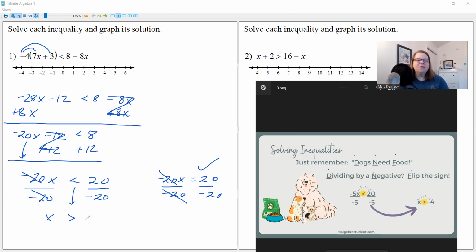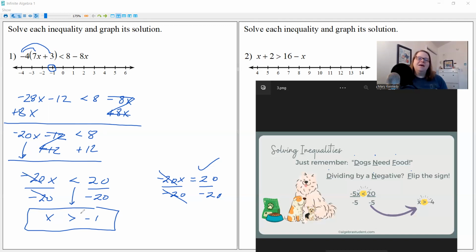And so 20 divided by -20 is -1. That's the solution to our inequality. That's saying that we have a lot of answers to this question. Anything that's greater than -1 is a solution to this problem. Now, it doesn't say equal to, so that's why the circle is open at -1 when we graph it. It doesn't include -1, but it's everything bigger than that. So it could be -0.999, because that's a little bit bigger than -1.